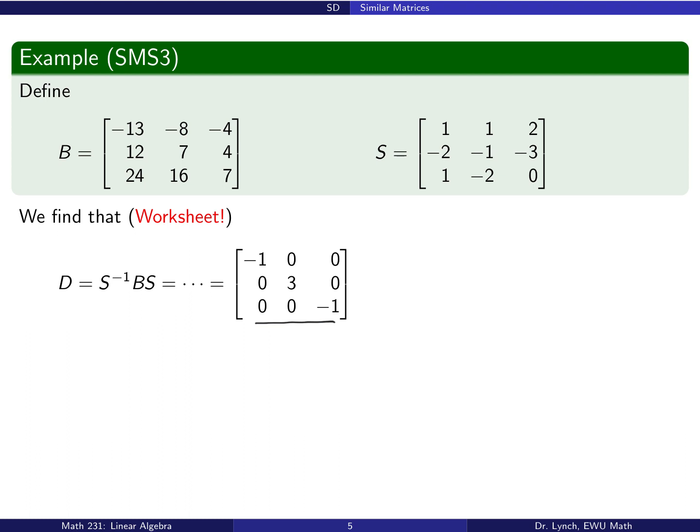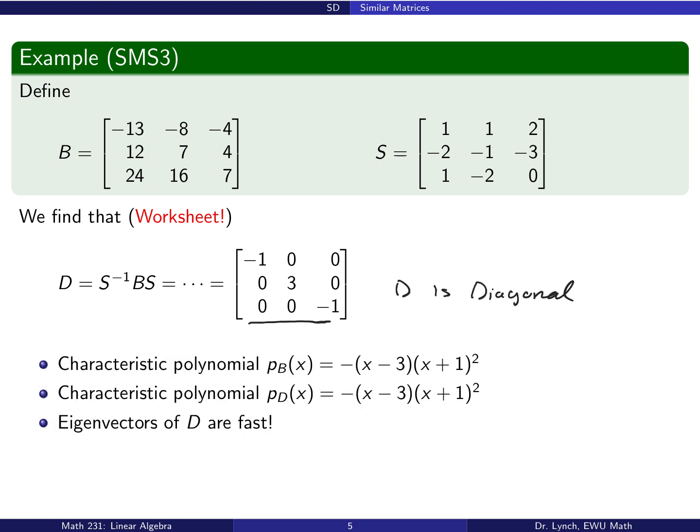Now, a couple of observations. The first observation is that D is a diagonal matrix. That's a pretty interesting form. We'll talk about this more in a minute. Elements on the diagonal and zeros elsewhere.